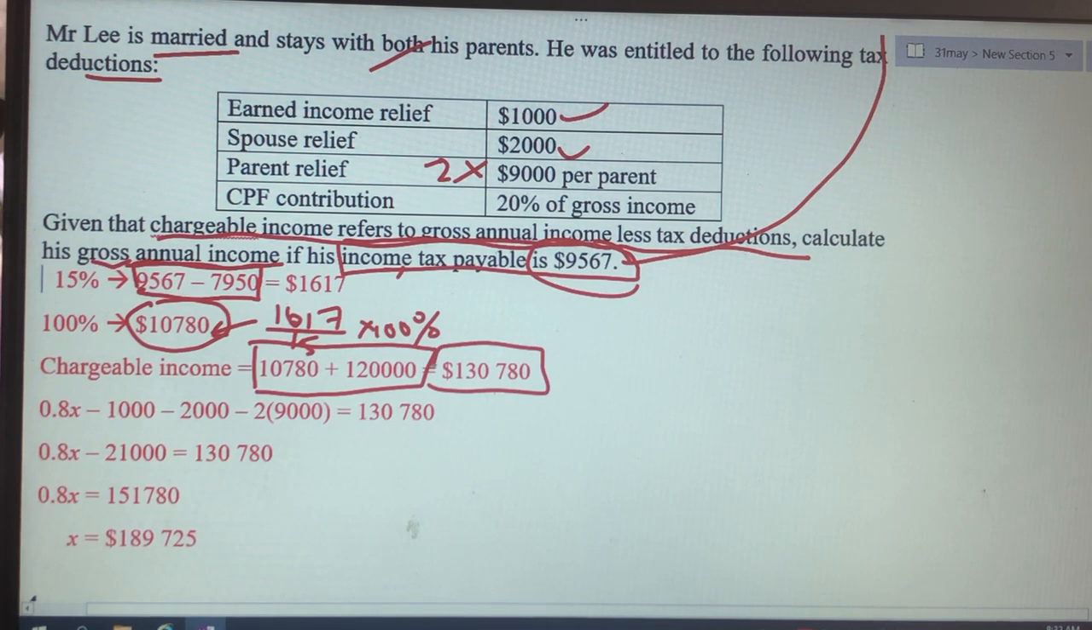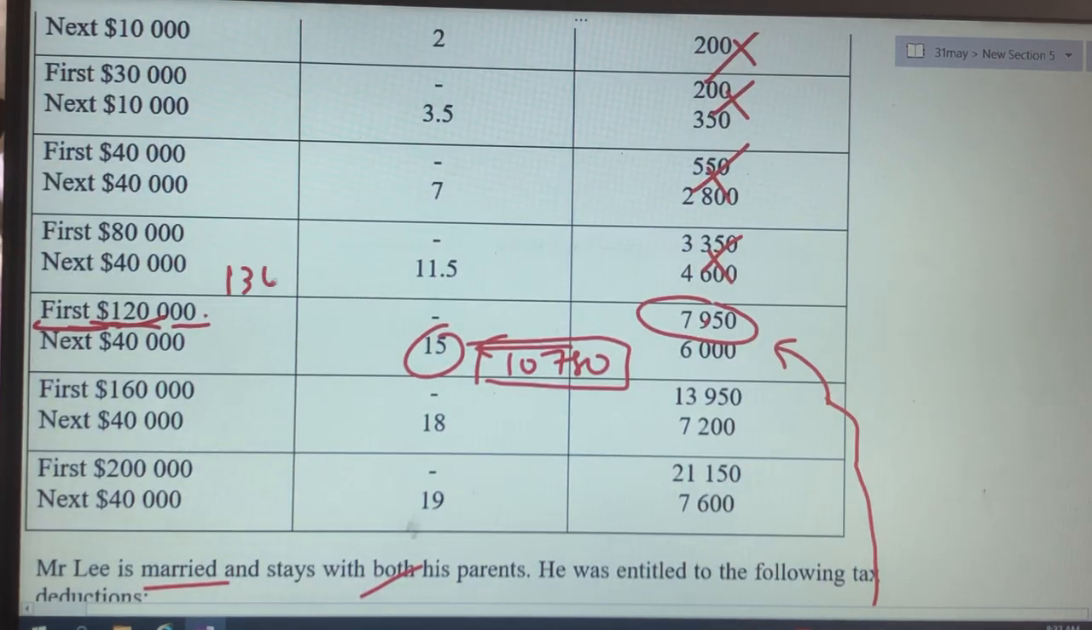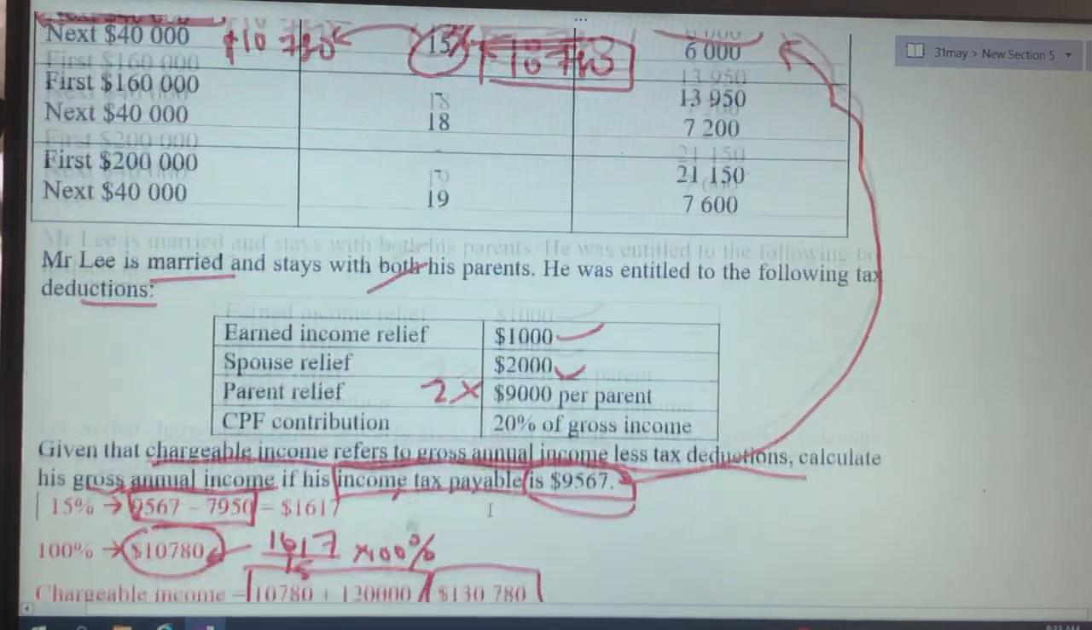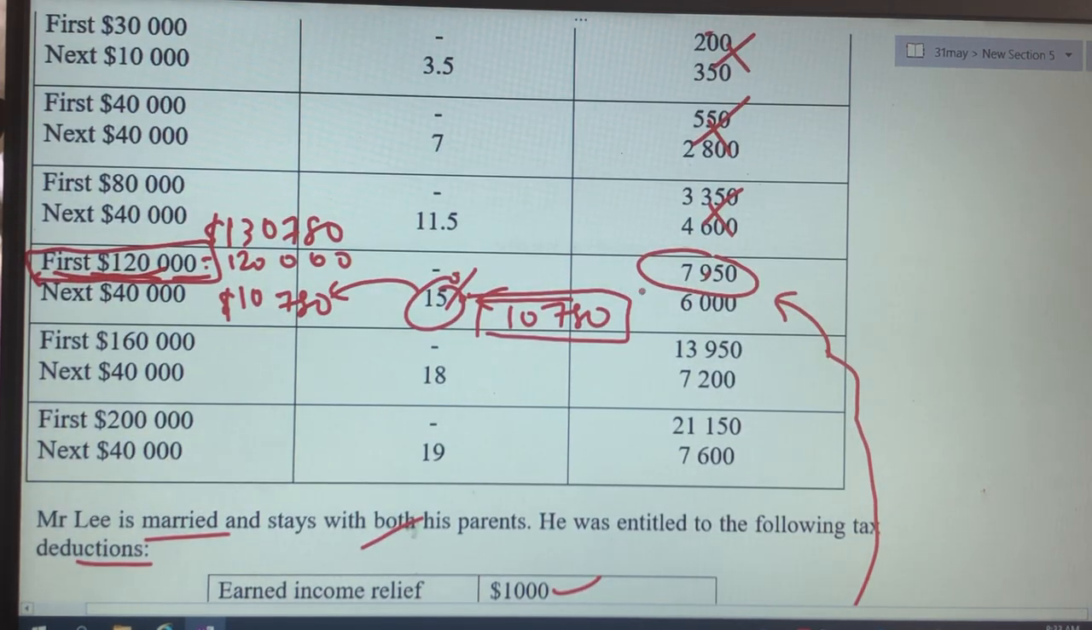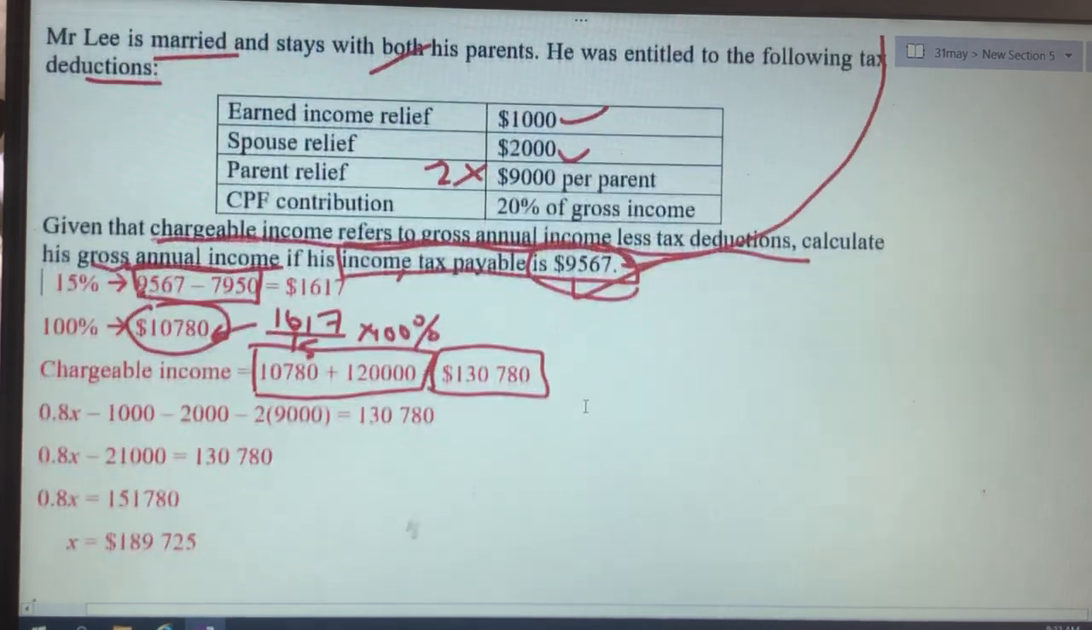That will be the total chargeable income. That means 130780, this amount, right, the first 120,000 of his chargeable income, we don't charge anything, all right? But the next one, which is 10, you take this minus this, 10780, this amount, right, we charge 15%. Okay, we charge 15%, and then you will get this amount. Where is it? 1617, 1617. That's why this plus this will give you this. Okay, yeah, so that's how this story goes.